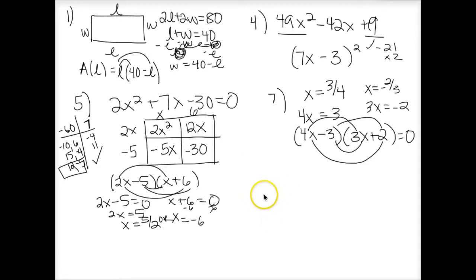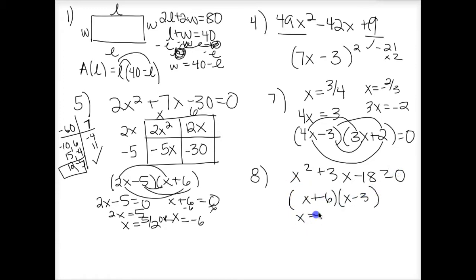Number 8, solve the quadratic inequality. The key is inequality. It's not an equal sign, which means some of you factored it, x plus 6, x minus 3, and that's great, and you wrote x equals negative 6, x equals 3. But this isn't an equal sign, so these are not your answers. Your answers, you can't just slap the symbols on here. That's not how it works. Remember that you have to show either a number line or a picture to get your solution.